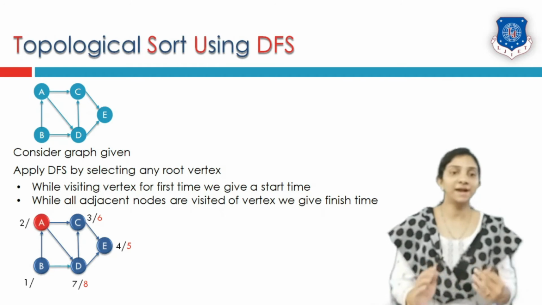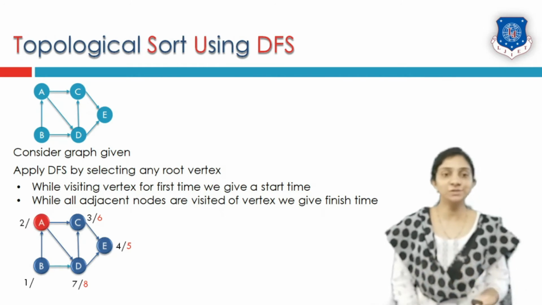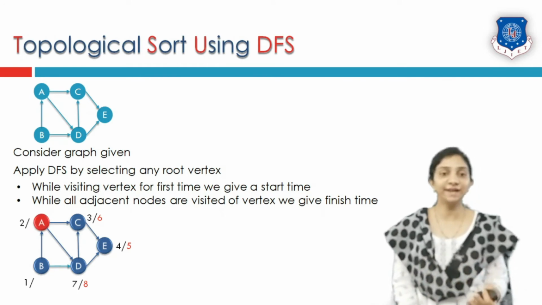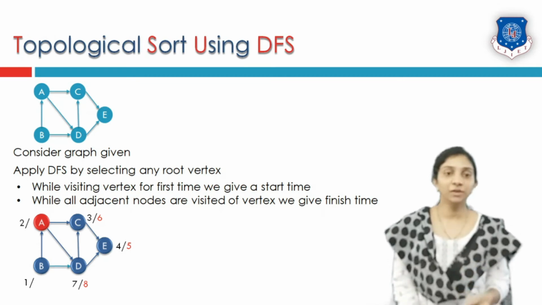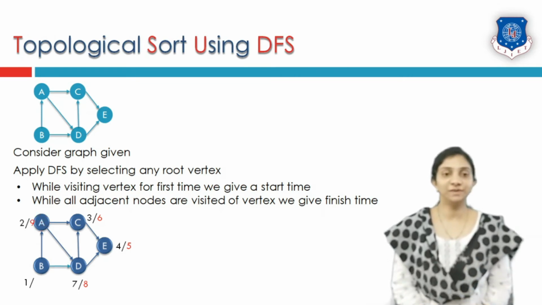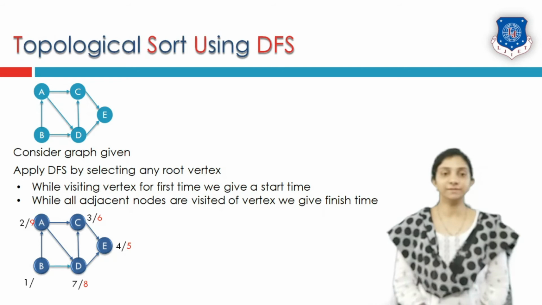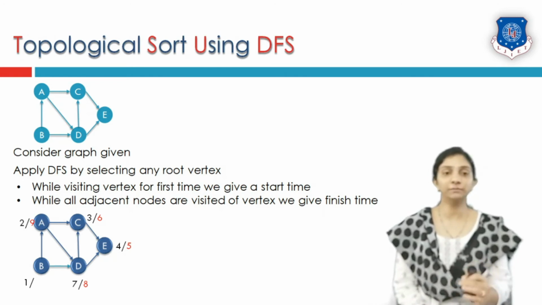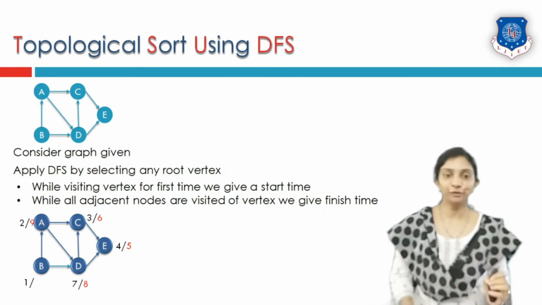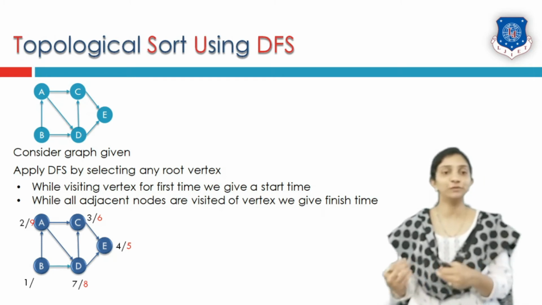Now again we come back to A. Are there any adjacents of A that are still left to be visited? No vertex is left which can be visited. So we will give a finish number to vertex A. The last number that we have used was 8.